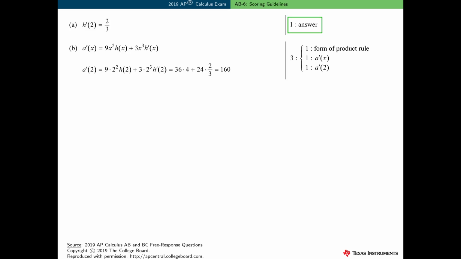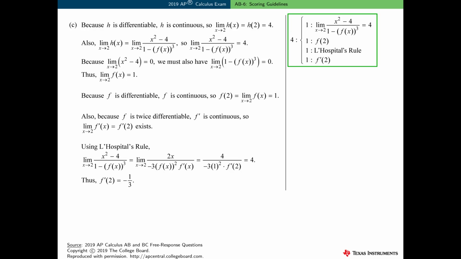Part A was worth 1 point, simply for the answer, 2/3. Part B was worth 3 points. The first point was for the general form of the product rule, necessary to find a prime of x. The second point was for the correct expression for a prime of x. And the third point was for the value a prime of 2.